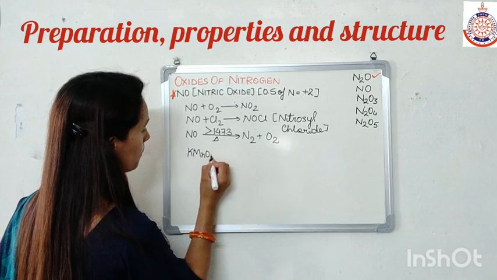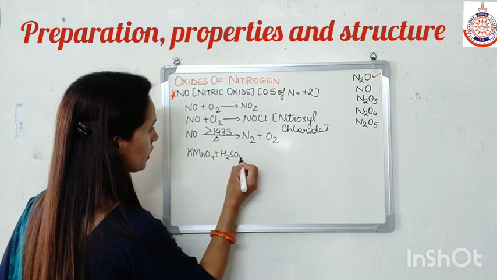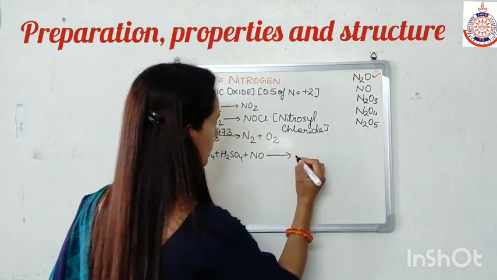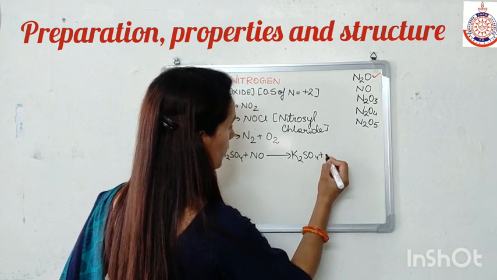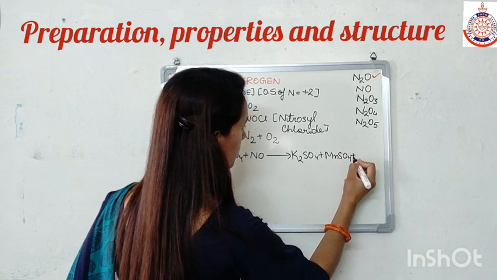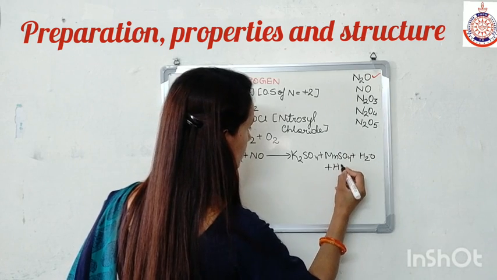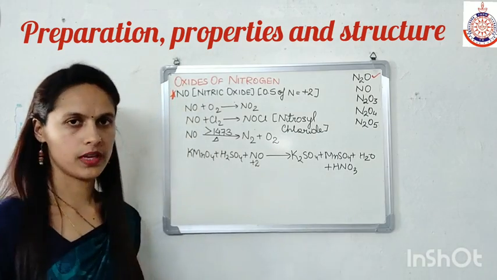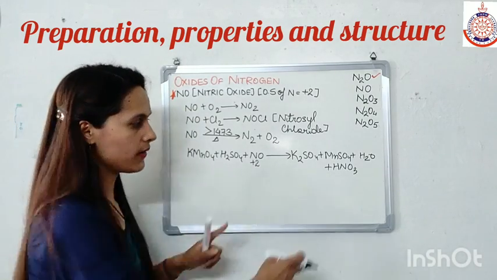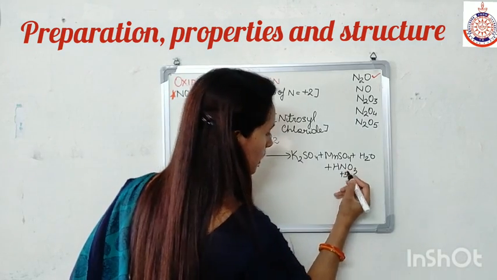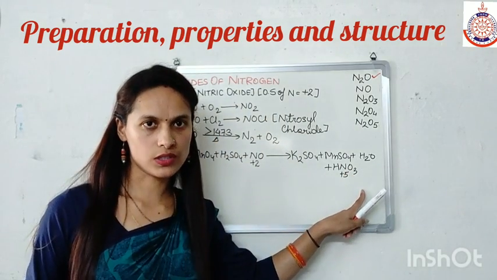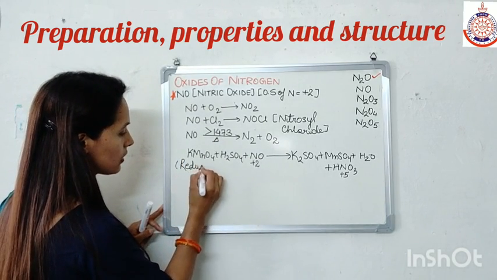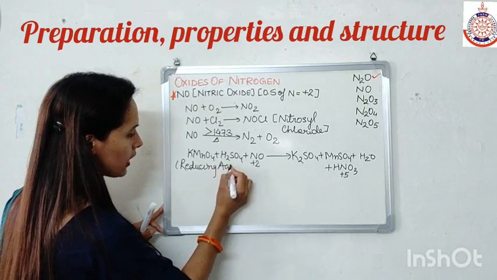Those two reactions are KMnO4 plus H2SO4 plus NO. It gives K2SO4 plus MnSO4 plus H2O plus HNO3. Now here the oxidation state of nitrogen is +2, and if I calculate here, its oxidation state becomes +5. So it itself undergoes oxidation. So in this reaction, it acts as a reducing agent.